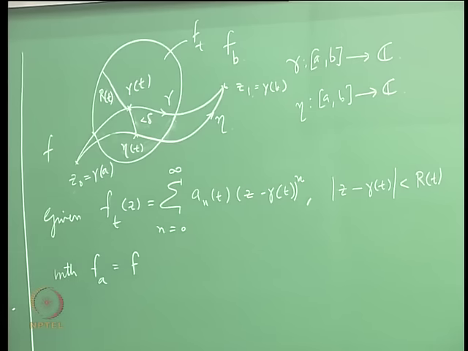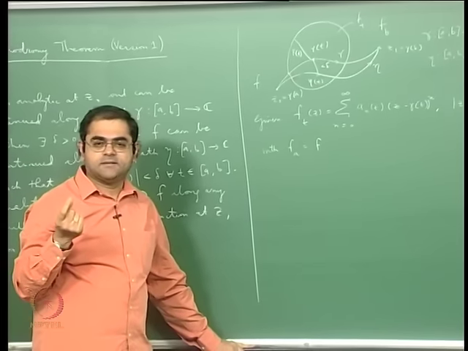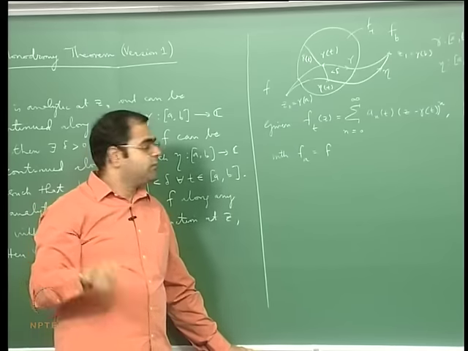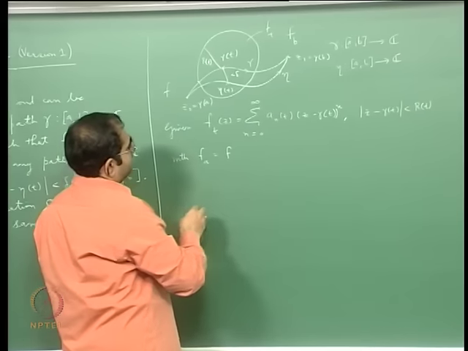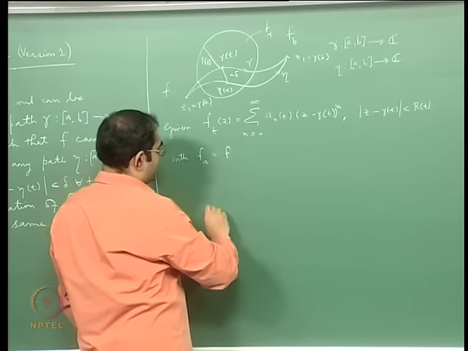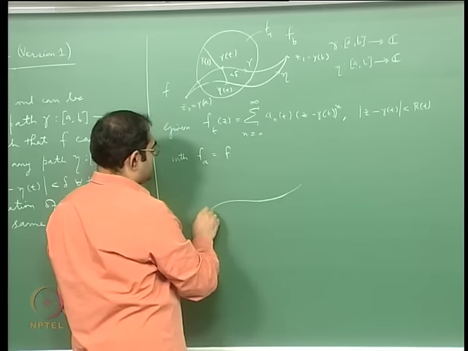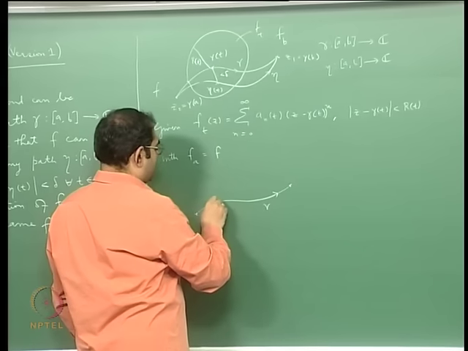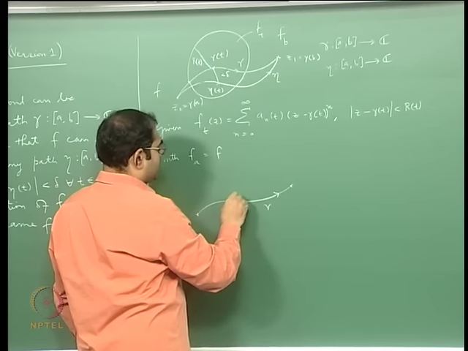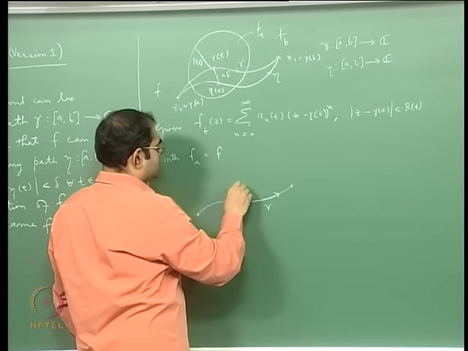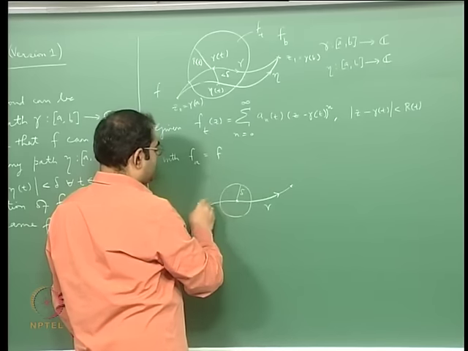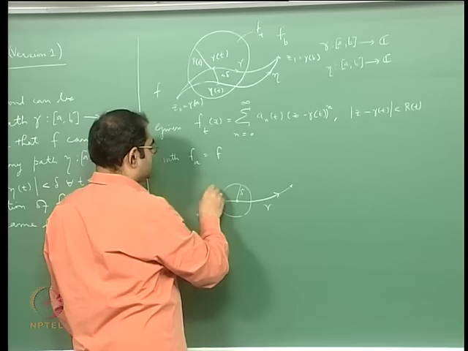You can call this a delta neighborhood of the path gamma. If you draw a diagram, let me redraw it here. So here is my gamma, and at every point, if you give me a point, I take this disk with radius delta. So this is my open disk with radius delta here, and if I take it here, I will get another open disk with radius delta.